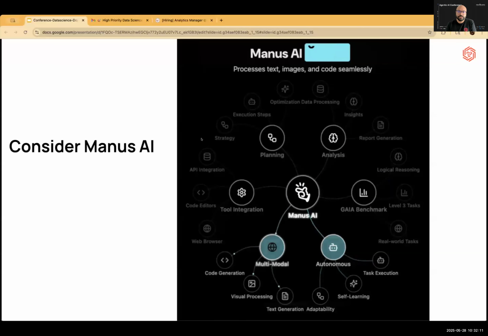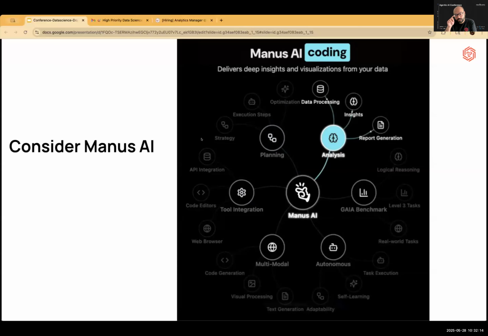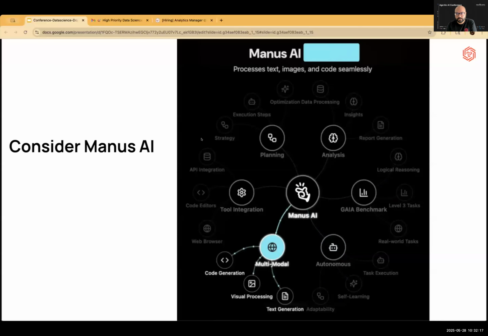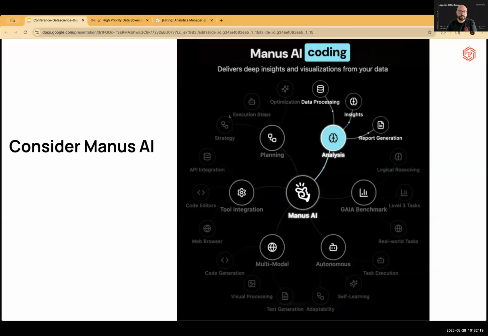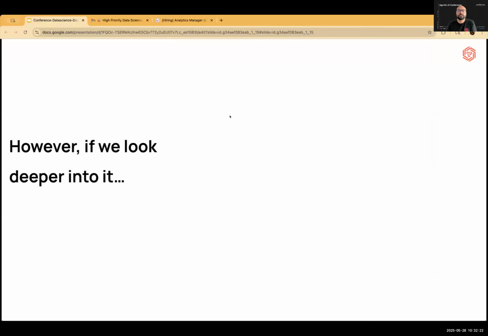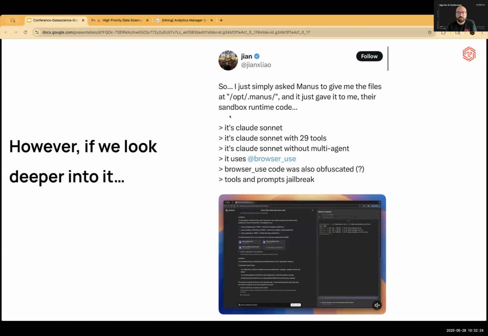So it has so many different things, and I think they raised a ton of money just on the fact that they built something like that. Now it's all good, this is a great product. But within a week of releasing it, somebody was able to look under the hood and say, oh, so this is basically Claude with 29 tools, and it uses something called browser use. Those of you who don't know, browser use is the ability for MCP. So that's all there is to this tool. Basically it's a wrapper over a wrapper.